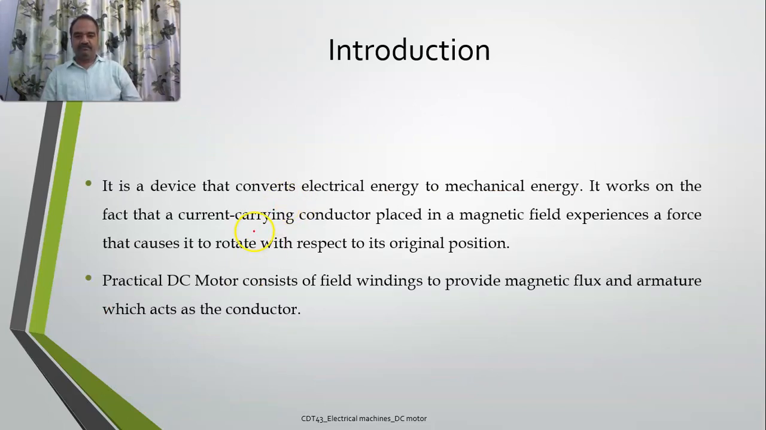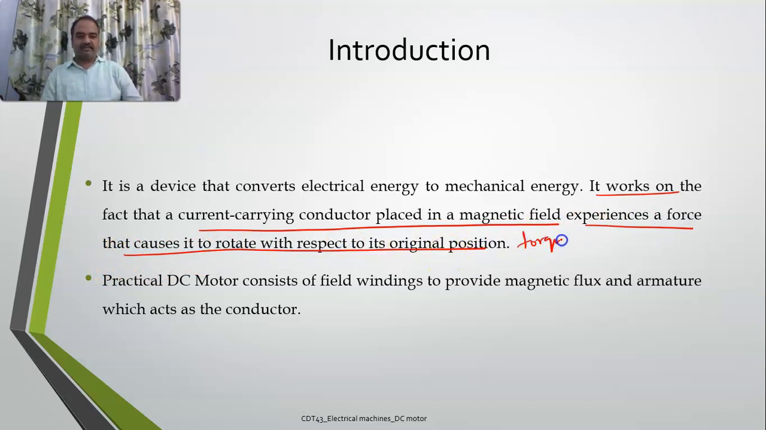So it works on the principle that a current carrying conductor, when placed in a magnetic field, experiences a force which causes it to rotate with respect to its original position, which we call torque. A practical DC motor consists of field windings to provide magnetic flux and an armature which acts like a conductor to carry the currents. So two things: field windings for providing magnetic flux and an armature which acts as a conductor for carrying current. When this armature interacts with the flux, a torque will be produced.